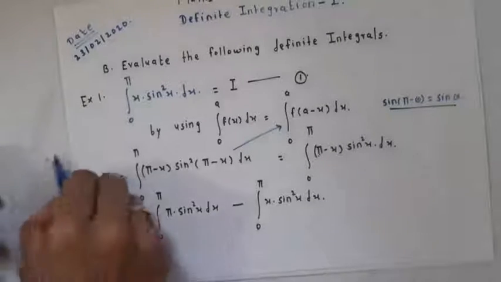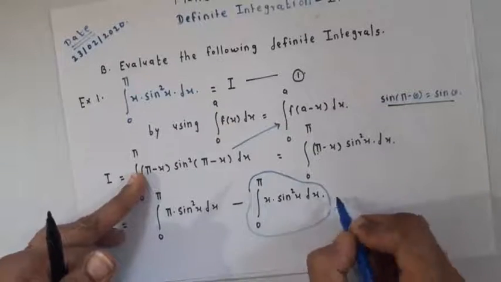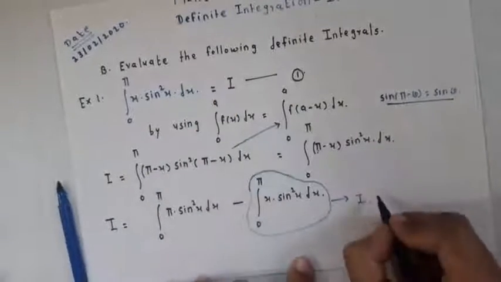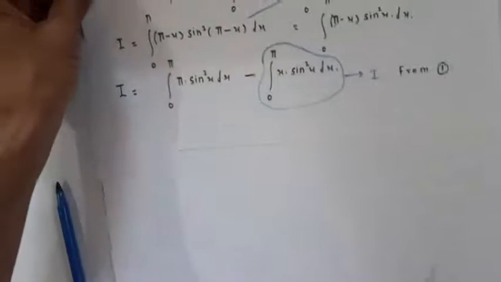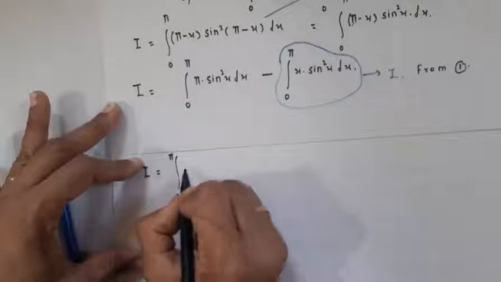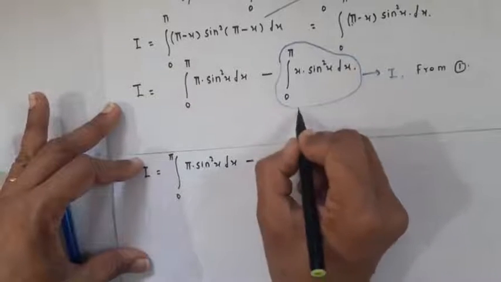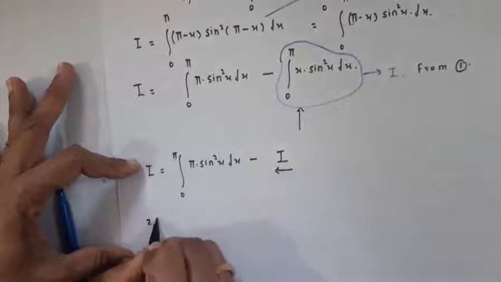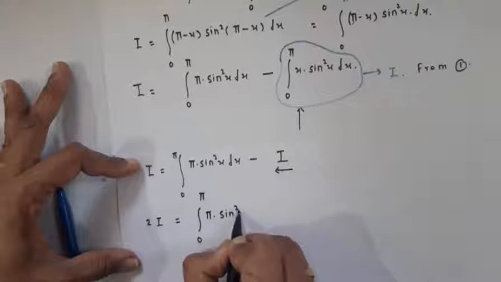Now from equation 1, if we compare, this is the same as equation 1, that is, this value is I. Therefore we can write I equals pi times the integral from 0 to pi of sine square of x dx minus I. Now shifting I to the left-hand side, we get I plus I, equal to 2I, equals pi times the integral from 0 to pi of sine square of x dx.